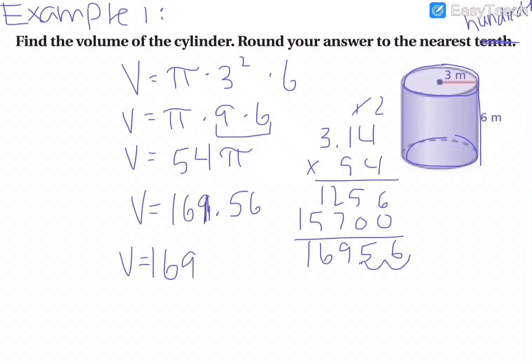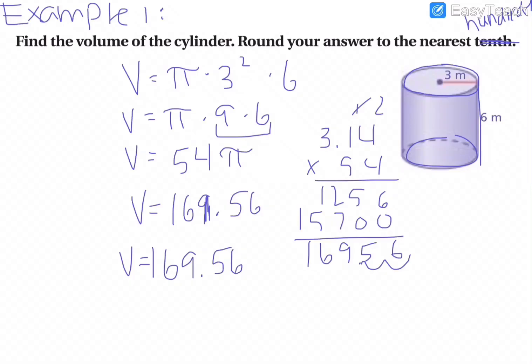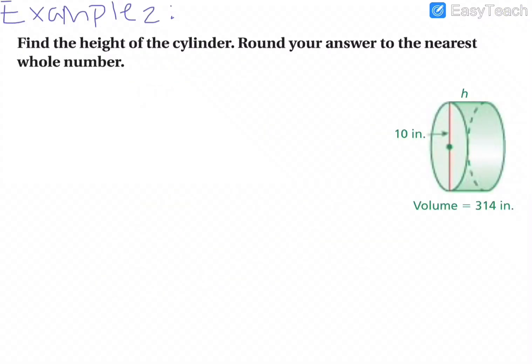We're going to say the volume of the cylinder is 169.56 meters cubed. Cubed because we're talking about filling that cylindrical container. Okay, moving on to our second example.